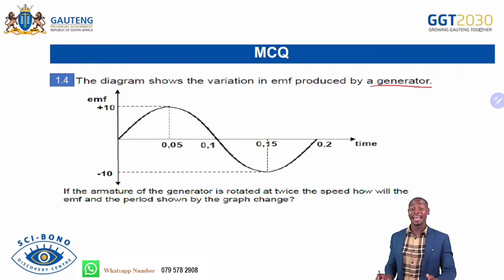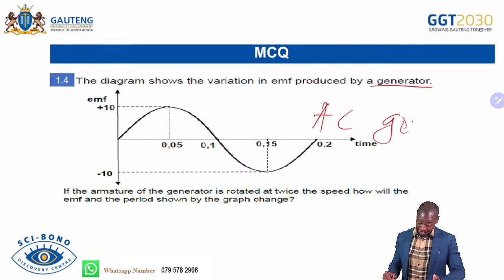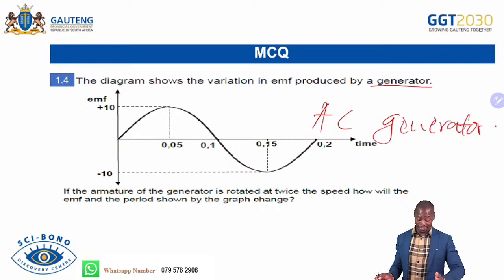It can be a DC generator, because with a DC generator there's a split ring commutator which ensures that the current does not change direction, or the current flows in what? In one direction. But if you check this one, the current alternates. All right. So this, like it or not, it should be what? This one, an AC generator. Why are we saying an AC generator? The current or the EMF alternates, or it changes what? Direction. If the armature or the coil of the generator is rotated at twice the speed, how will the EMF and the period shown by the graph change?